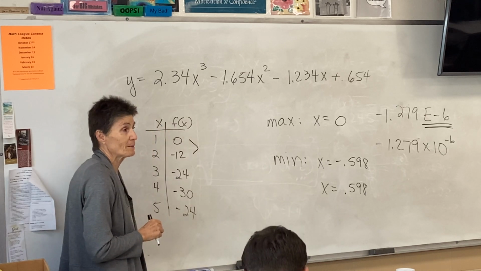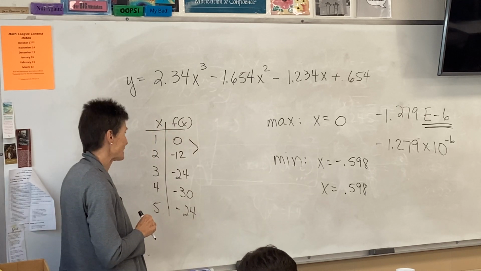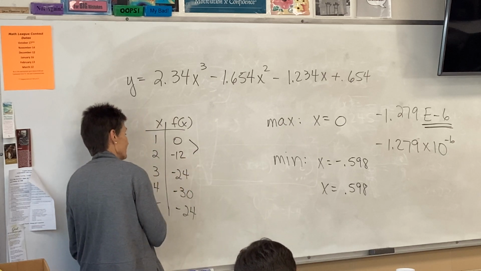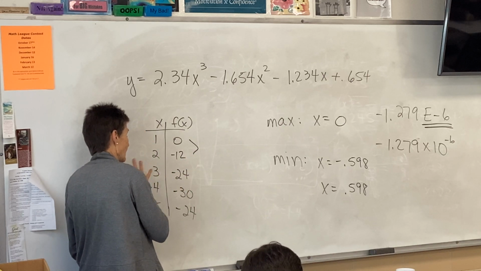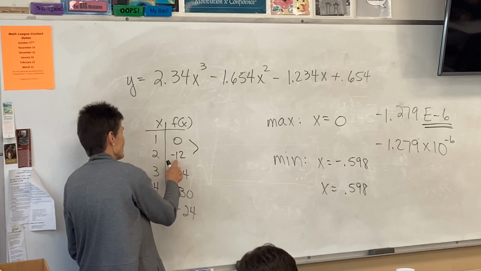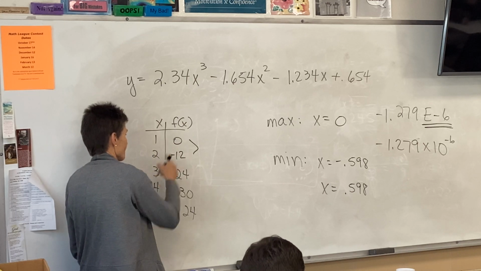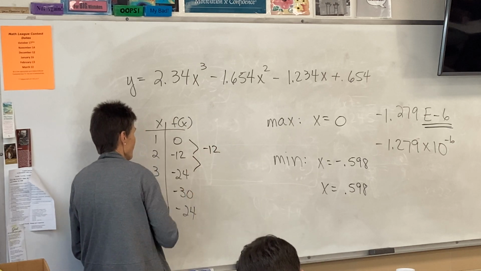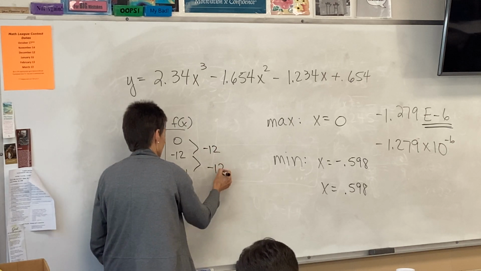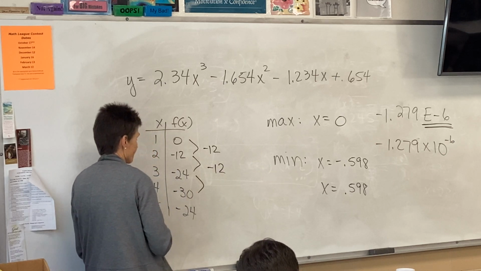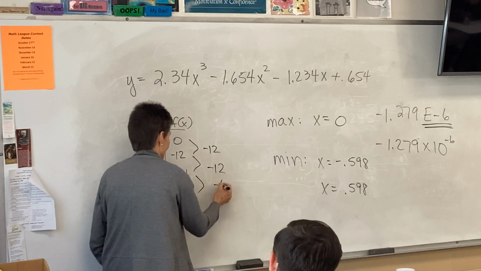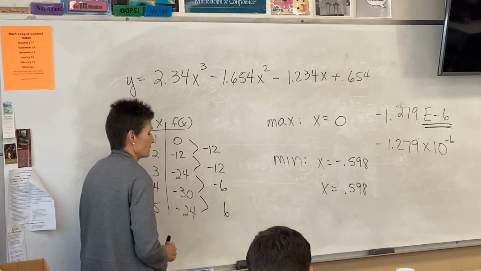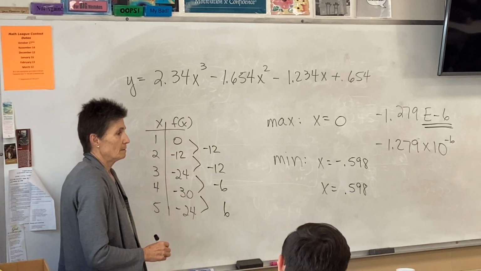Gotta be careful here because we just have points. We don't know really what's happening in between. But let's go ahead and do this, not really algebraically, but with numbers. What's the change here? Negative 12. What's the change here? Here. And here. Positive 6.